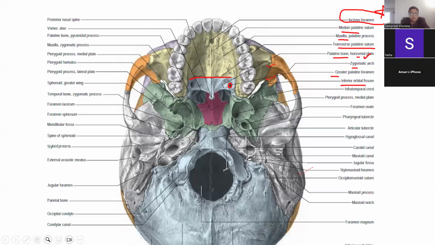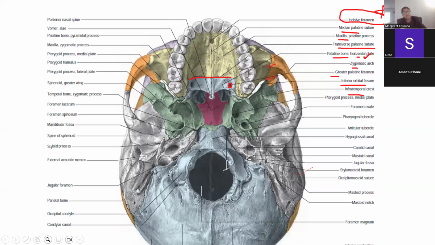The inferior orbital fissure. Now, this is the inferior orbital fissure. We have not read it yet. We'll read what all structures are passing. Then we have the infratemporal crest. Now, sometimes they ask you questions which are related to the infratemporal region, right? Infratemporal region is very, very important.